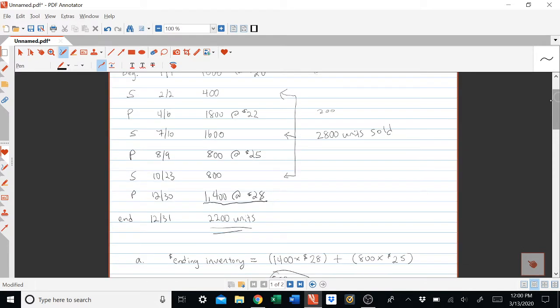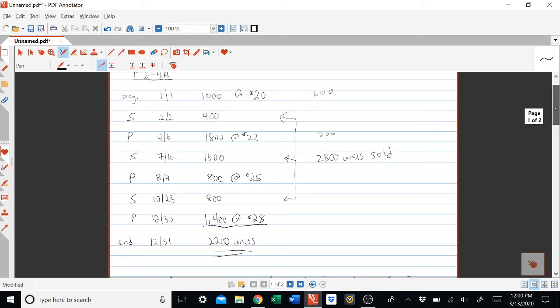Under the LIFO assumption, there's 2,200 units left in ending inventory. Where do these units come from? Well, remember the 600 from the beginning we never used? So 600 of these 2,200 units left at the end are from the beginning inventory. 200 of the 2,200 are from these purchases. We had already grabbed all of these purchases. And then the other 1,400 are assumed to be these purchases. So ending inventory should be valued at 600 times 20 plus 200 times 22 plus 1,400 times 28.